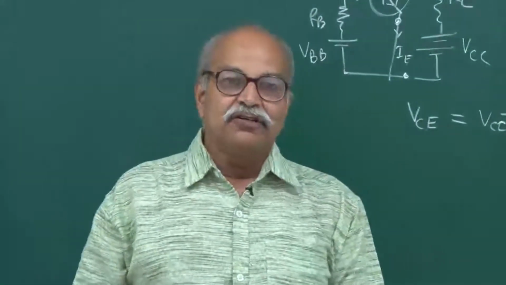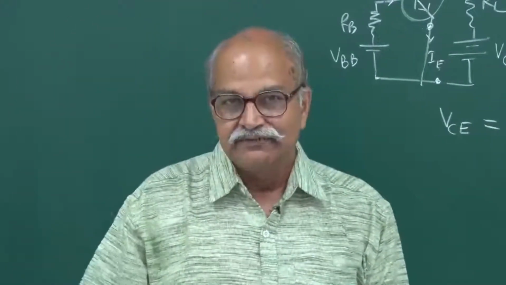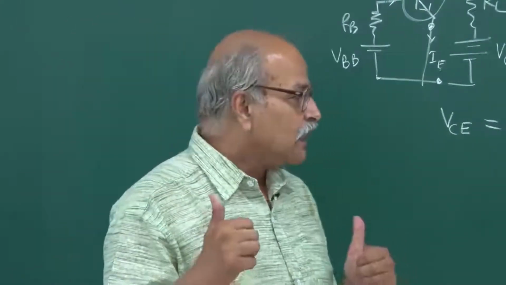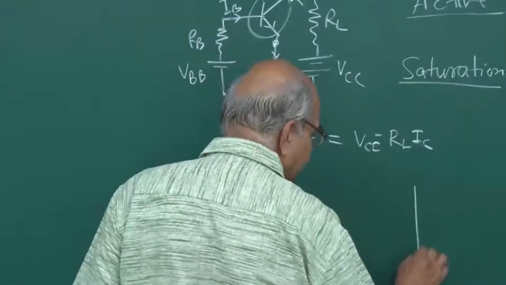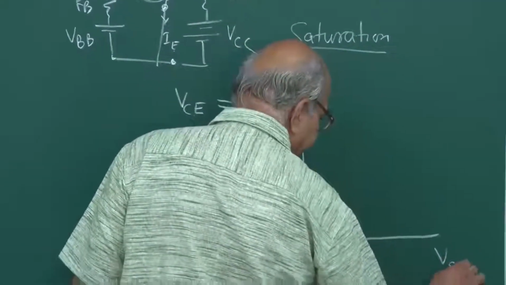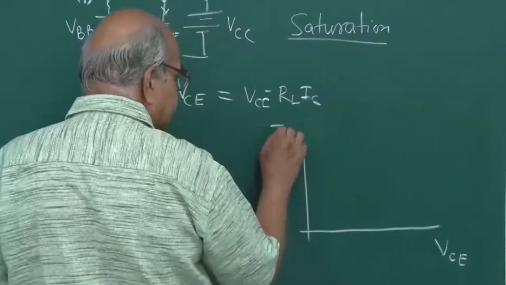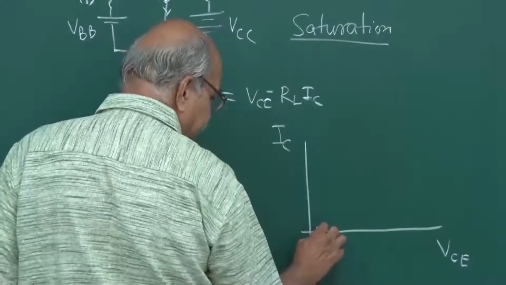Then we talked of the input characteristics, which is a very simple IV characteristic, and then the output characteristics, which are very important. So in output characteristics, we have this VCE and we have this IC, and then we saw that the characteristics are of this type.